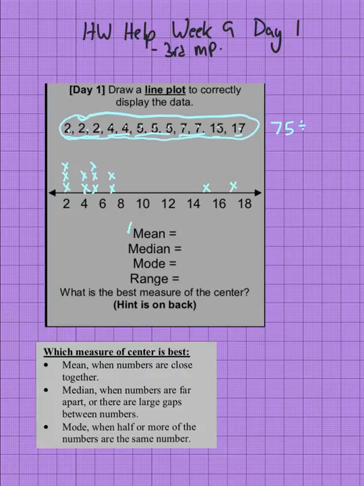And divide by, there are 12 numbers there. And if I do that, I get 6.25, 6 1/4. So the mean is 6.25.